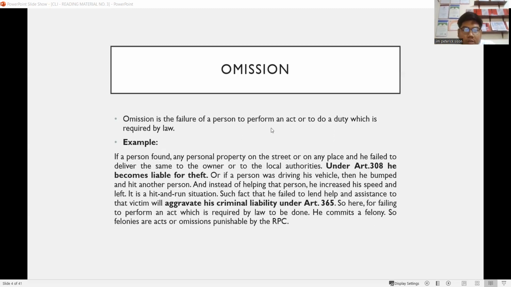Omission means the failure to perform an act or to do a duty which is required by law. For example, if a person found any personal property on the street or any place and failed to deliver the same to the owner or to the local authorities, he becomes liable for theft under the Revised Penal Code. Second, if a person was driving his vehicle and bumped and hit another person, and instead of helping that person, he increased his speed and left, so there's a hit and run situation, the fact that he failed to lend help and assistance to the victim will aggravate his criminal liability, because he abandoned his victim. He failed to lend help, therefore it will aggravate his criminal liability.